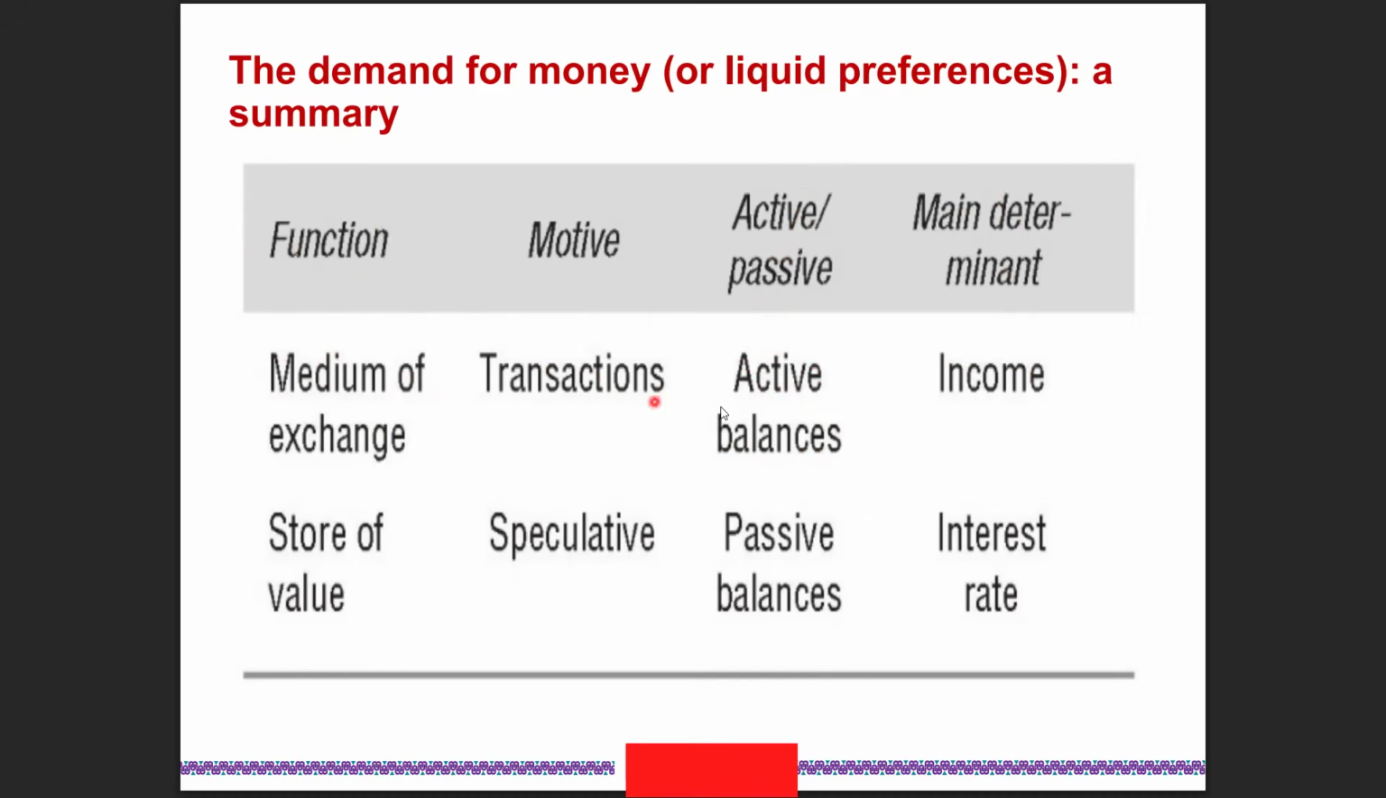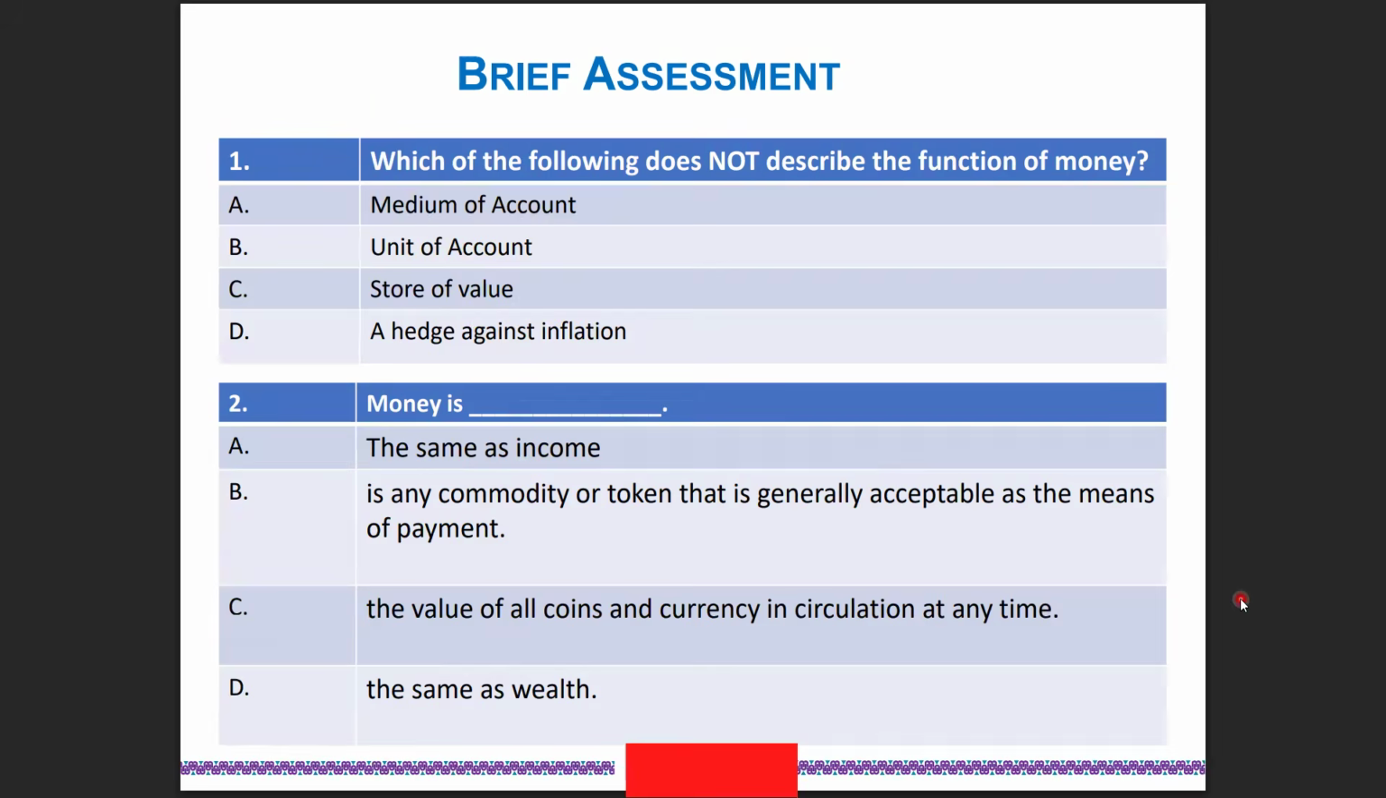And the main determinant is income. And then speculative motive arises from the store of value function, where we ask whether you want to save or invest your money, right? And it falls under the passive balances. The main determinant is the interest rate because if the interest rate is high, you would rather invest your money. And if it's low, you would rather just hold your money, just save it, right? So that's what they're saying here. So let's just do these questions.